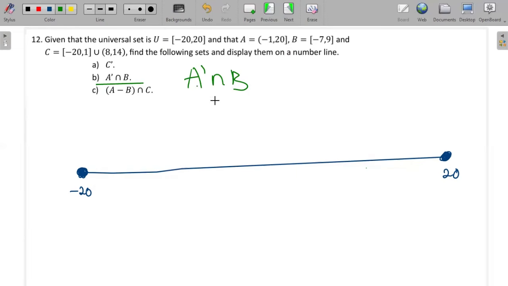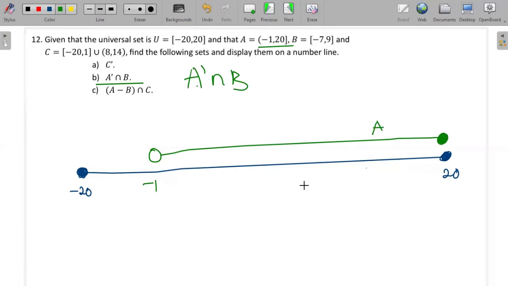Let's start with plotting A. A is from -1 to 20. So I have -1 to 20, this one here. This whole thing here will be set A. At -1, I have an open circle because here I have a curved bracket. And then this is going all the way to 20, so this one will also be shaded like that. So this part here is my A.